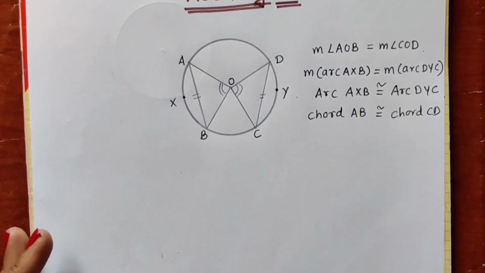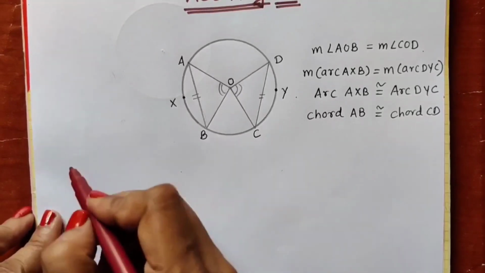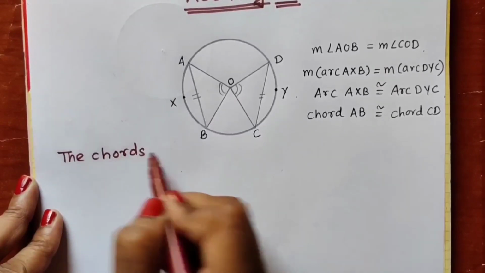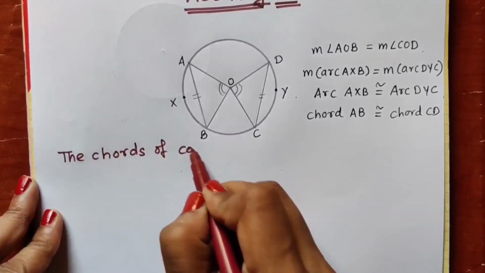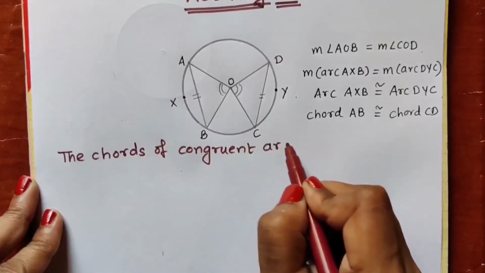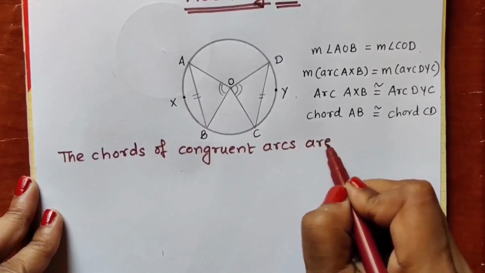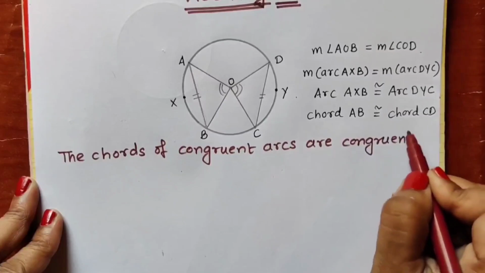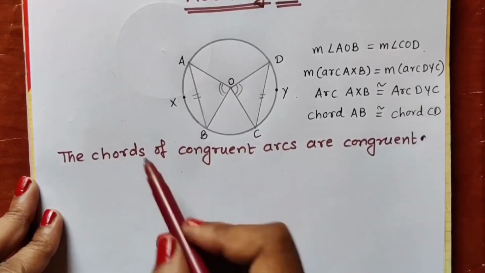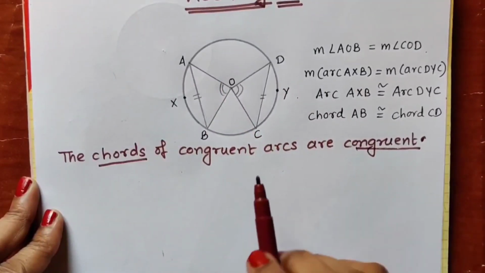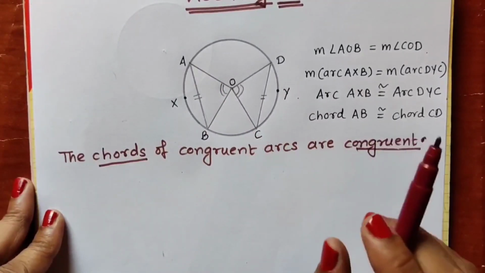So from this activity, what conclusion can we come to? We can see that the chords of congruent arcs are congruent. The chords of congruent arcs are also congruent. So this is the first activity which we have done.